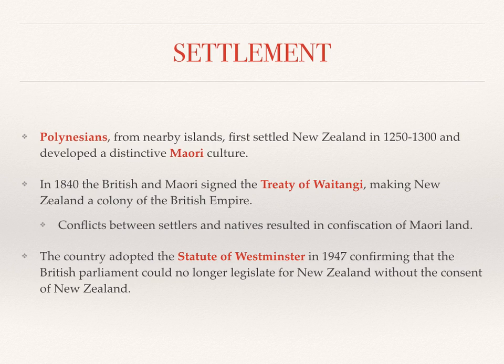Conflicts between settlers and natives resulted in the ultimate confiscation of much Maori land. The country adopted the Statute of Westminster in 1947, and this was just an agreement with England that they could no longer legislate for New Zealand, that they would have to obtain the consent of the people of New Zealand.